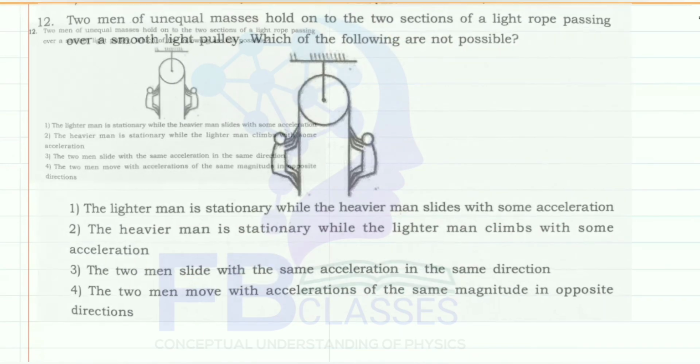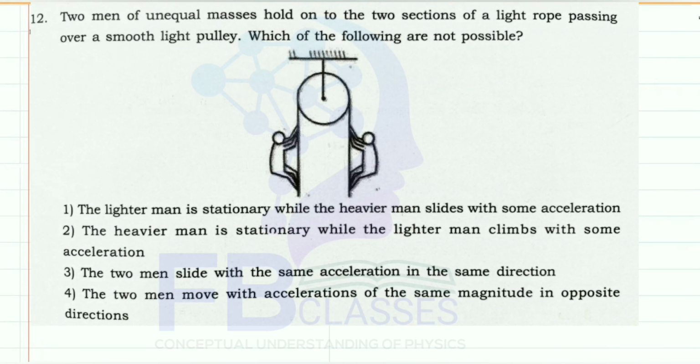My dear students, I am going to read the question. Two men of unequal masses hold on to the two sections of a light rope passing over a smooth light pulley. Which of the following are not possible? Options are given. 1. The lighter man is stationary while the heavier man is sliding with some acceleration. 2. The heavier man is stationary while the lighter man is climbing up with some acceleration. 3. The two men are sliding with the same acceleration in the same direction. 4. The two men are moving with the acceleration of the same magnitude in the opposite direction.